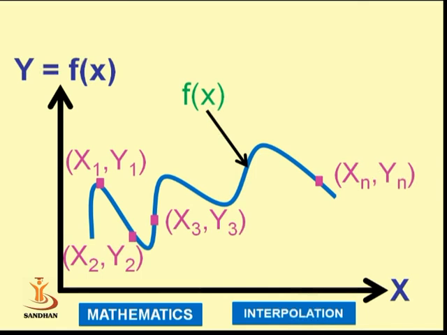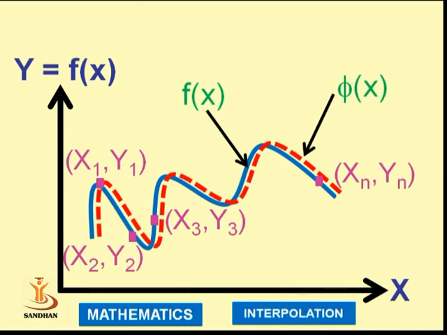But since we do not know f of x explicitly, we now need to fit a function curve such that it approximately agrees with f of x, which we have denoted here with a red dashed line. Now this dashed line actually represents phi of x, which closely represents f of x, not totally but closely. Then this process of approximately finding phi of x that approximately agrees with f of x is called interpolation.